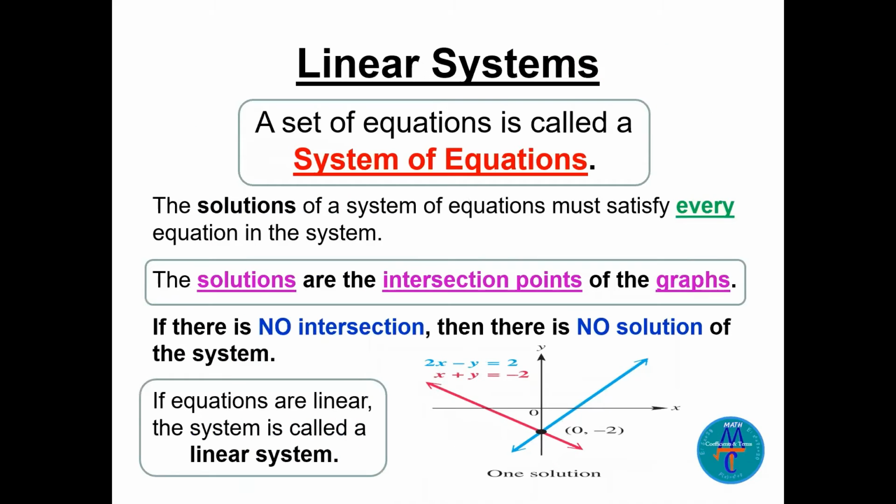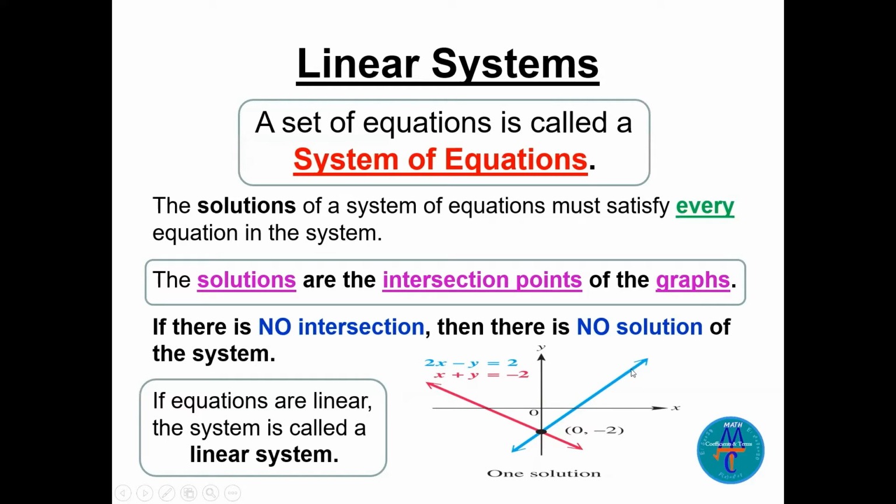Now, what is a system here? Then we say, what is a linear system? A set of equations is called a system of equations. So you can have two equations, you can have 3, 4, 5, you can have 50. The solutions of a system must satisfy every equation. The solutions are the intersection points of the graph. We will see that at the last slide. If there is no intersection, there is no solution.